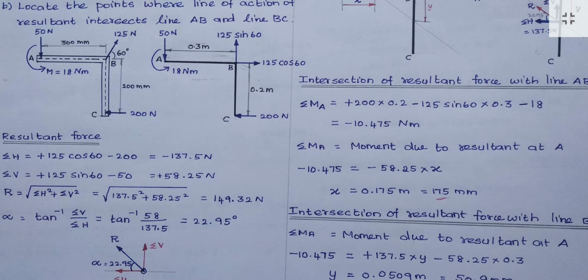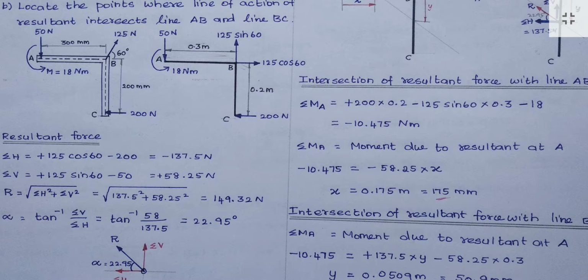We already know that the horizontal component is F cos theta. The force magnitude is 125, and theta with respect to the horizontal line is 60 degrees. So the horizontal component is 125 cos 60, and the vertical component is 125 sin 60. Then this 200 Newton force is already horizontal, so we don't need to resolve it. And one moment is there, 18 Newton meter, acting at the point A, an anti-clockwise couple.